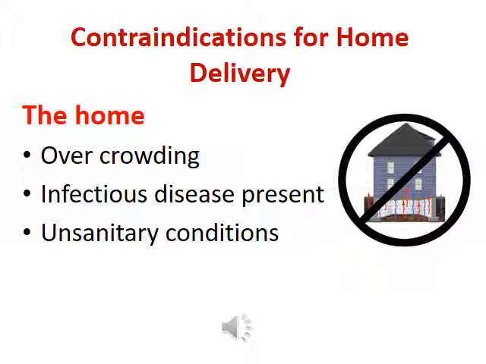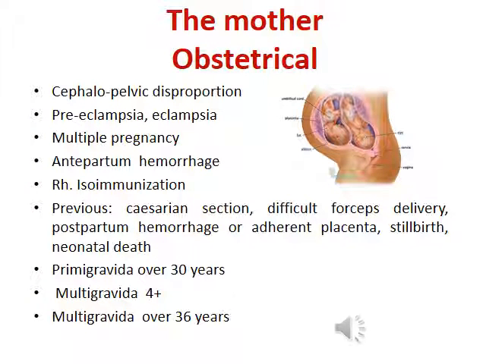Contraindications for home delivery. The home: overcrowding, infectious disease present, unsanitary conditions. The mother, obstetrical: cephalopelvic disproportion, preeclampsia and eclampsia, multiple pregnancy, antepartum hemorrhage, Rh isoimmunization, previous cesarean section, difficult forceps delivery, postpartum hemorrhage or adherent placenta, stillbirth, neonatal death, primigravida over 30 years, multigravida plus 4 years, multigravida over 36 years.